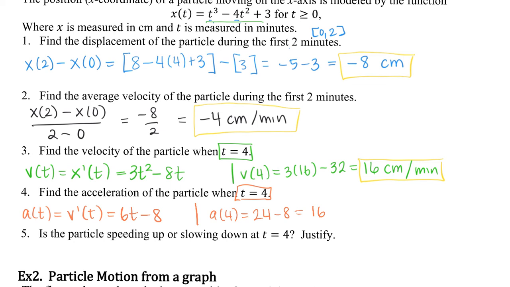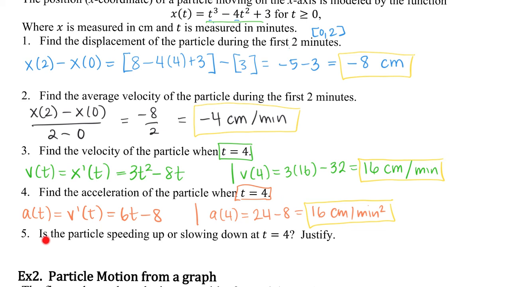Acceleration is the change in my velocity. My velocity was in centimeters per minute, so acceleration is going to be centimeters per minute per minute, which I'm going to write as centimeters per minute squared. So at t equals 4, my acceleration is 16 centimeters per minute squared.